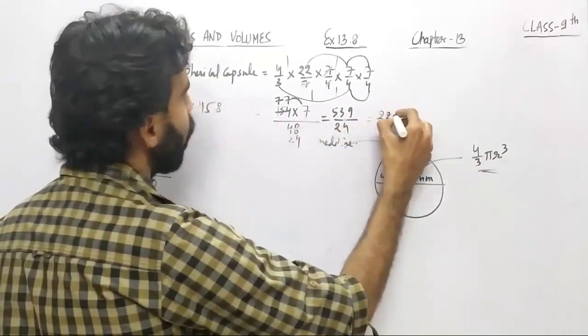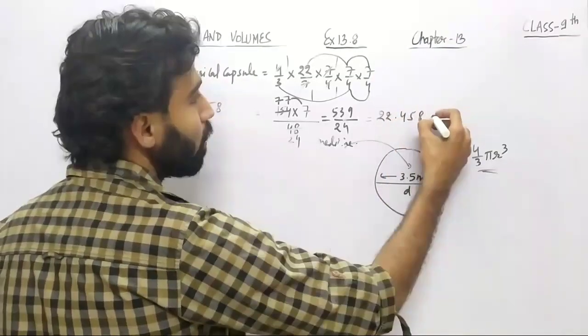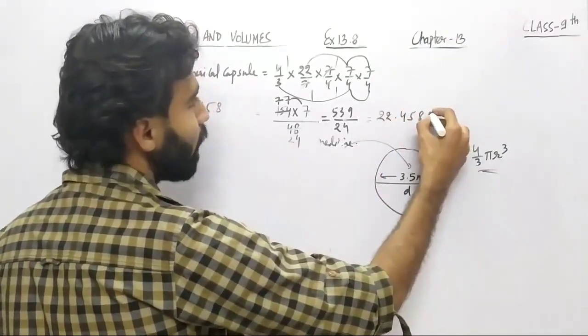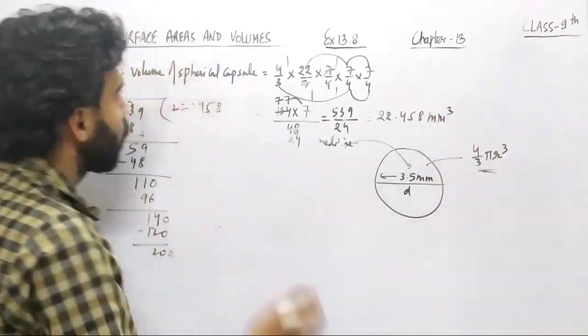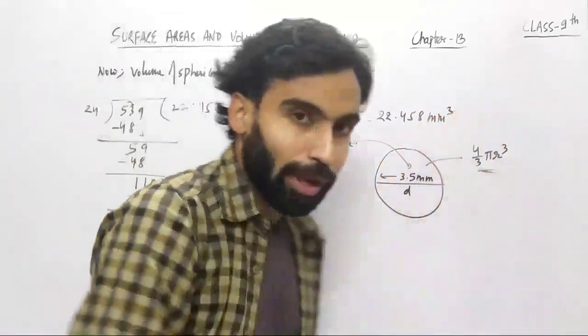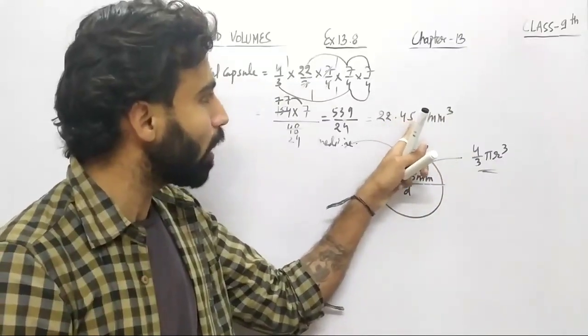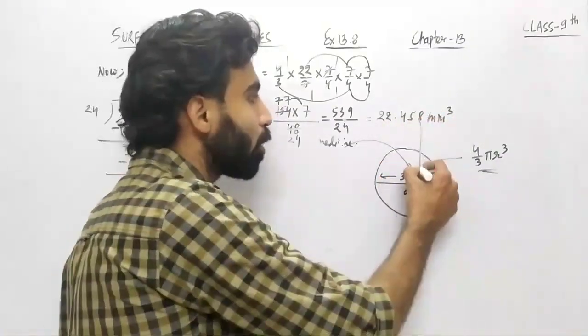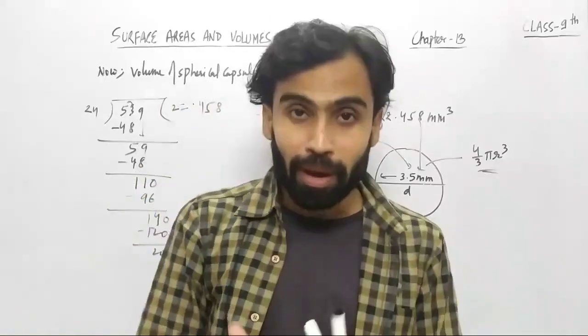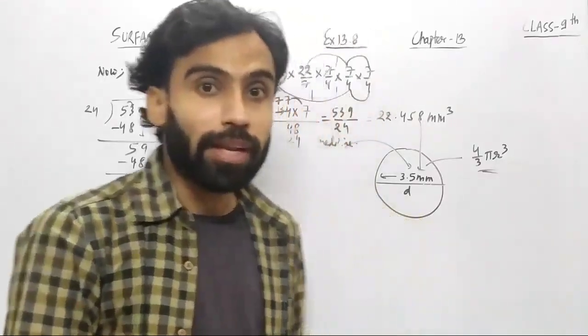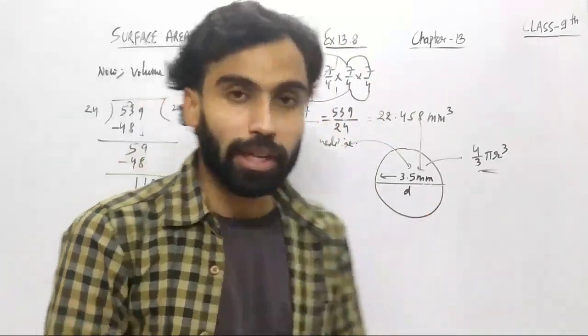So 22.458, right? So that will be in millimeter cube, right? So volume किसमें निकलती है? Cubic unit में, और unit क्या थी आपके पास? Millimeters, right? So that will be 22.458 millimeter cube. That is going to be the amount of medicine that is needed to fill this spherical capsule, right?